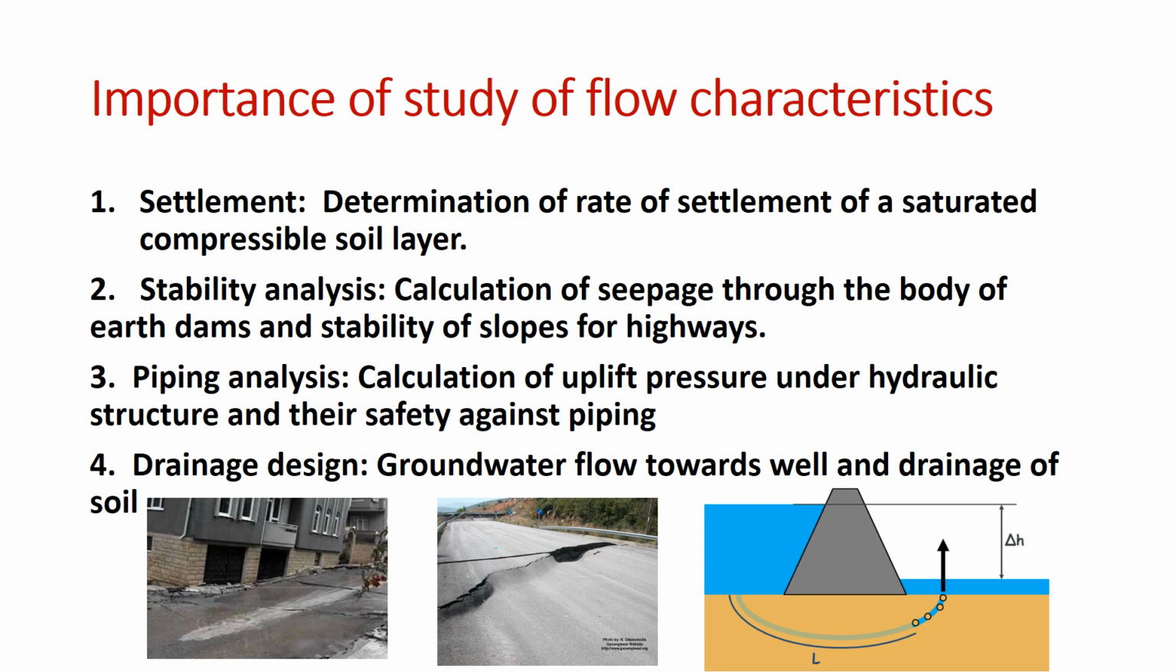So we are to calculate the seepage through the body of earth dams, and in case of slope stability also we are to consider it. Then there may be piping, which we have discussed earlier in another lecture. So we know that piping may occur below the dam, where you can see water can go through from one side to another, so this must be prevented. So this is also to be calculated. So this is important in that analysis.